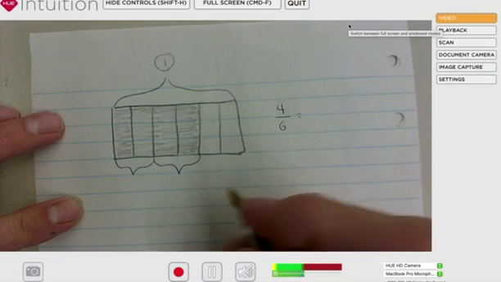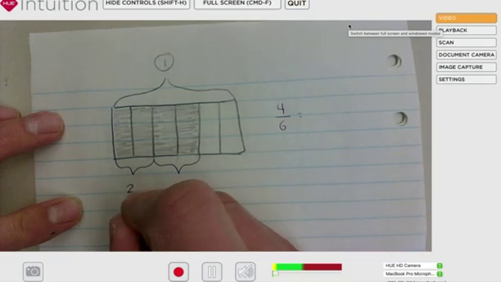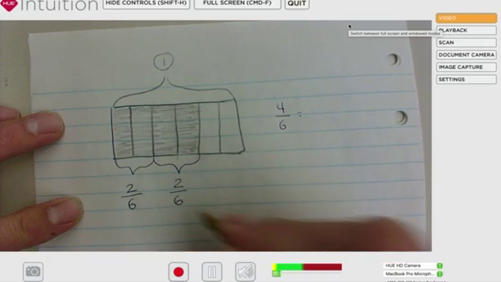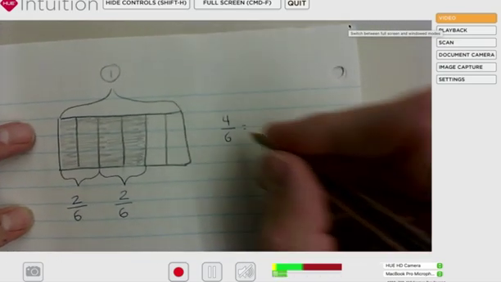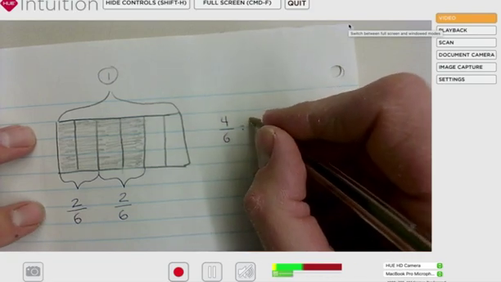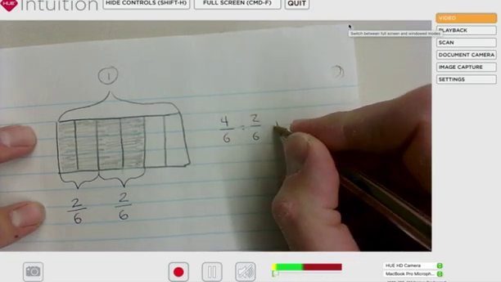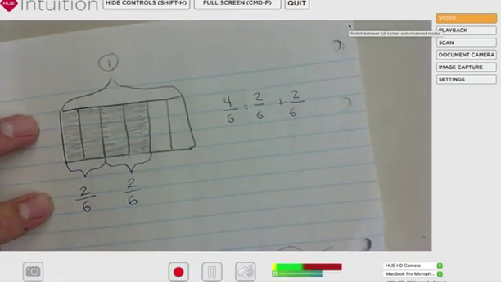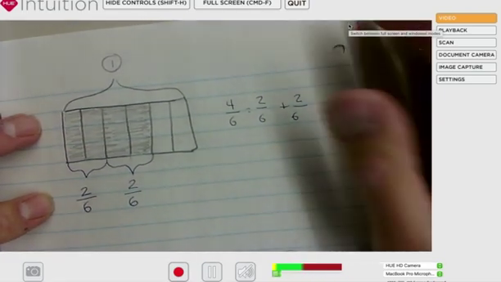But what is important is that we label things. There's 2 out of 6. There's 2 out of 6. Okay? 4/6 equals 2/6 plus 2/6. Okay? And that's it, right? And again, as I said before, you have many, many different choices.